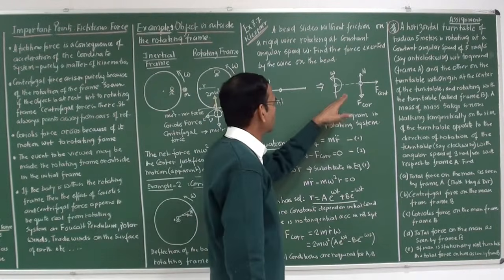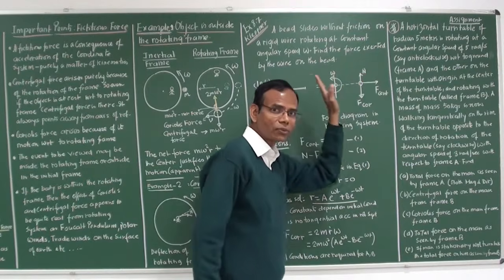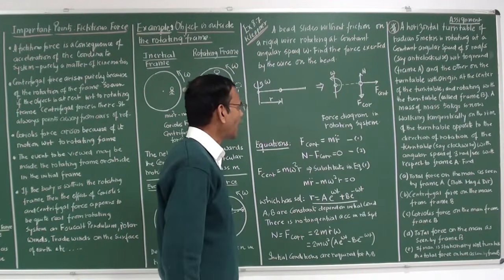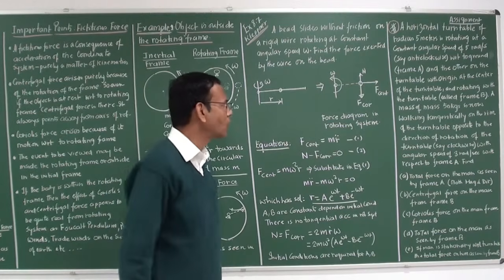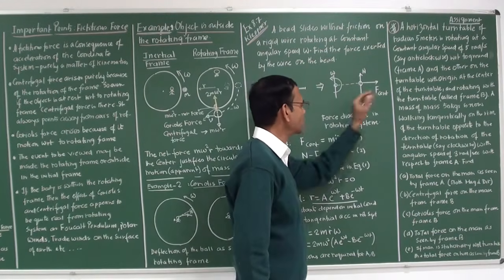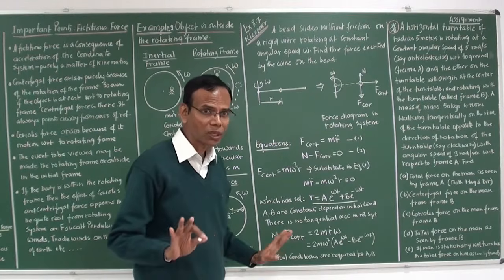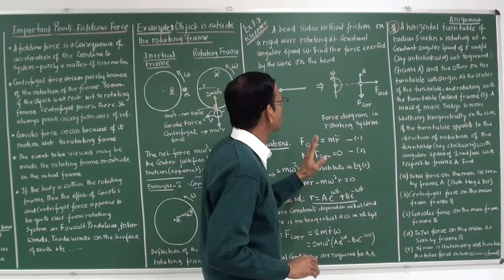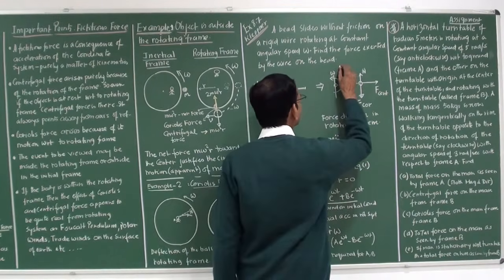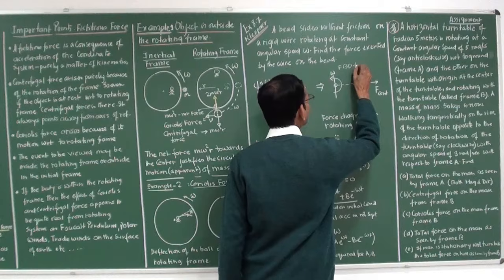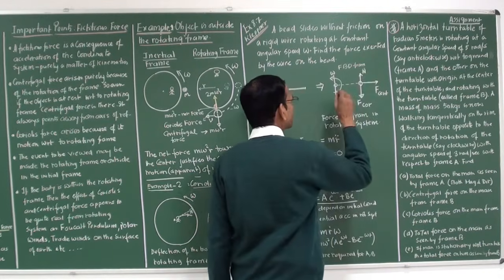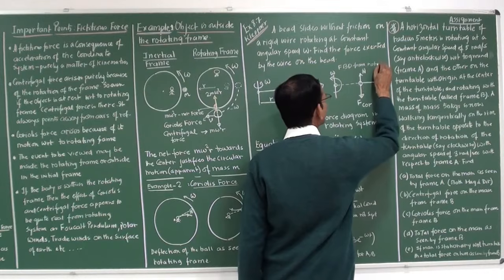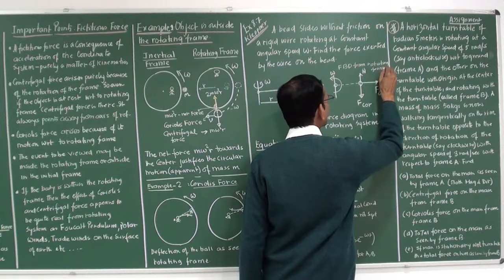So here, as you see, there is a normal force, which is a real force. And there will be two other forces. What are the two other forces? One is centrifugal force from the non-inertial frame. So I am making the whole diagram from the non-inertial frame. So this is the FBD in the non-inertial frame, from the rotating frame, or frame of the body.